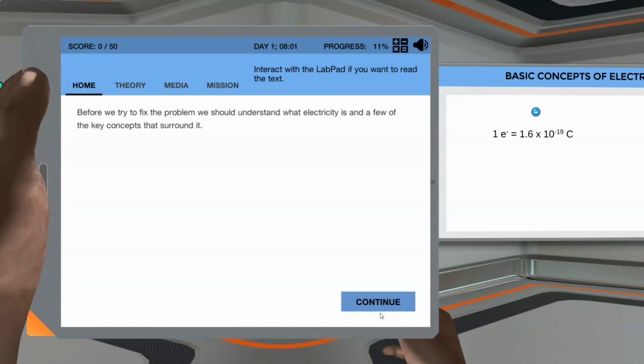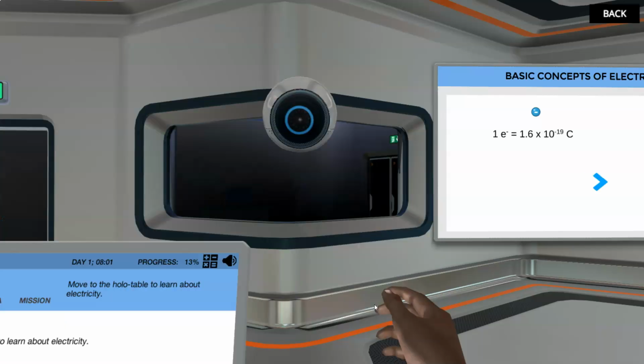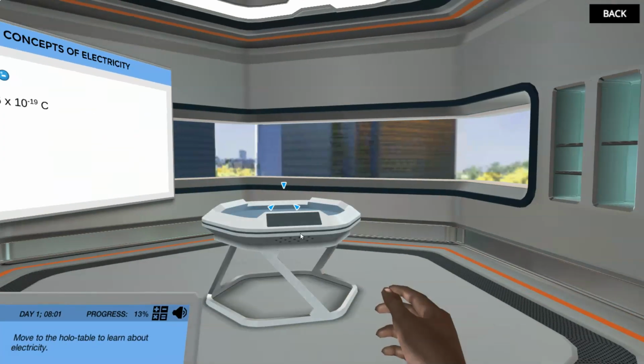Before we try to fix the problem, we should understand what electricity is and a few of the key concepts that surround it. Move to the hollow table to learn about electricity.